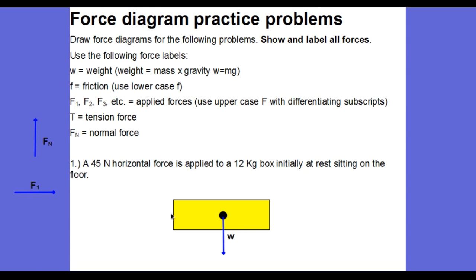So the weight is down, the floor is there to support the weight with the normal force, and remember the normal force is normal to the surface. Since the floor is horizontal, normal to that would be straight up. And then a 45 Newton horizontal force. They didn't say if it was to the left or to the right, so I'm just going to assume it was to the right, and I'll label that F1. I could have said F1 equals 45 in my diagram if I wanted to. So there are the forces acting on the box.